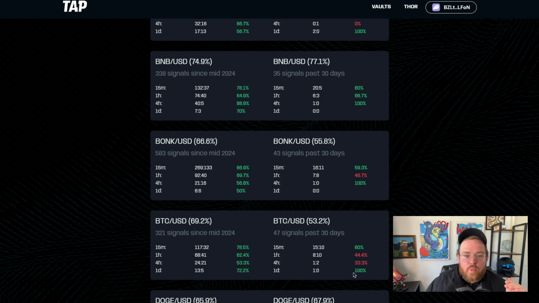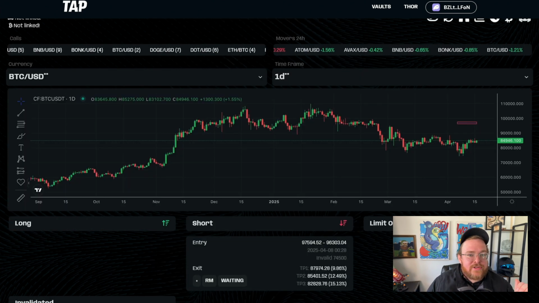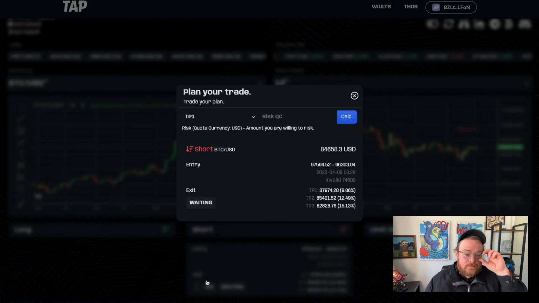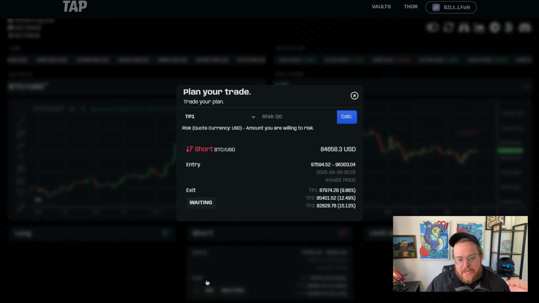Maybe this is the one signal that doesn't work out. Maybe this short signal pumps to infinity and we go back to all-time high. Risk management, that's your friend, not your enemy. And this little calculator right here can help. You see a signal, doesn't matter which one it is, doesn't matter the asset. If you're a perpetual trader, use risk management or you're being dumb.